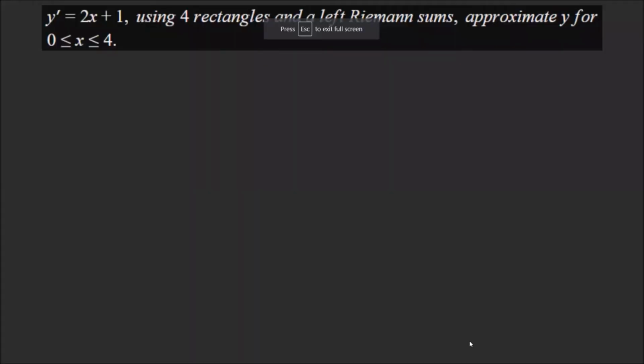Okay, this is practice problem 1. We're told that there's a curve y prime equals 2x plus 1. Using four rectangles in the left Riemann sums, approximate y between this interval. So we could draw this out. It's best not to, because some curves are very difficult to draw out on the tests, the AP test, and it's not worth your time. It's best to just visualize any curve, essentially, or at least the process for finding a Riemann sum.